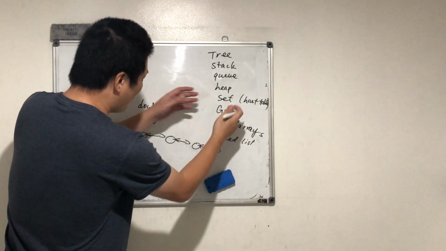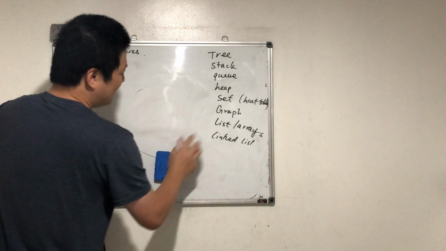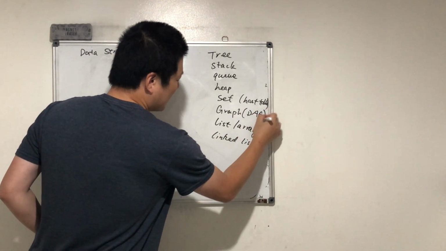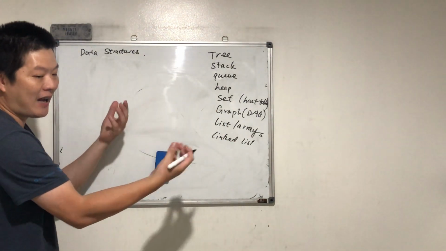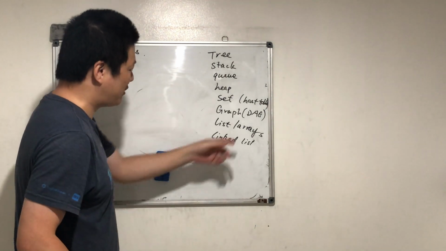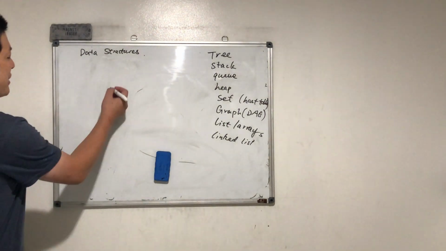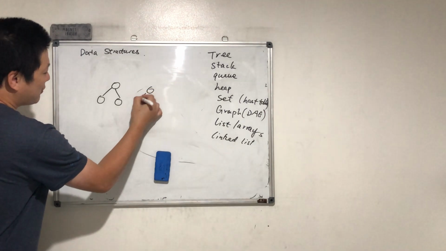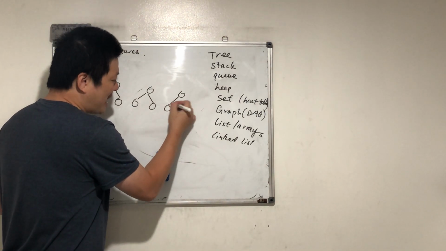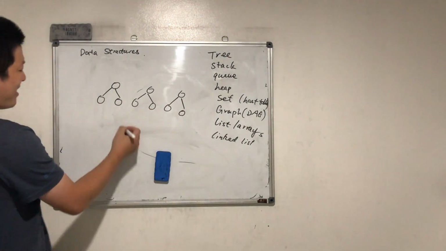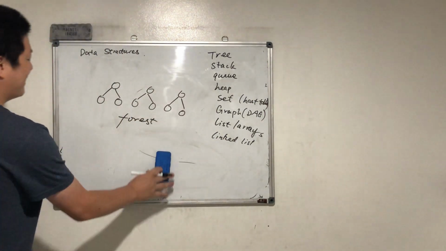But these are all graphs. You can think about the linked list as a graph as well. The graph, DAG. What's DAG? Directed acyclic graph. It could be undirected, and it could be cyclic as well. Okay, so tree. If we have two trees, what do we call it? If three trees, what do we call it? Forest. Well done. Forest is a kind of graph as well.